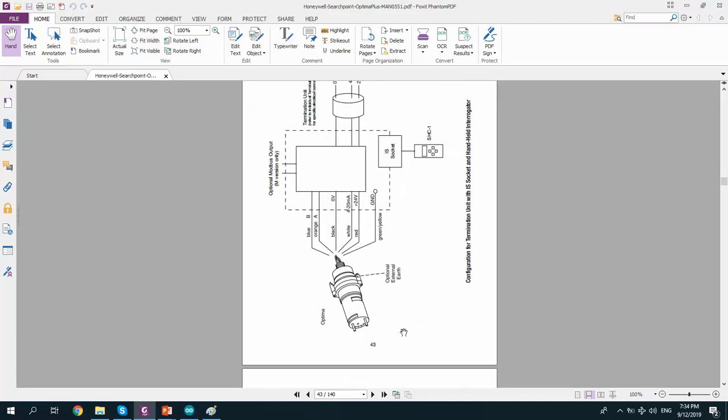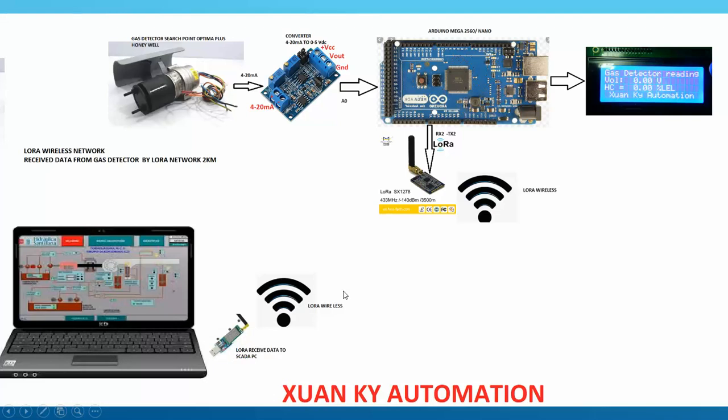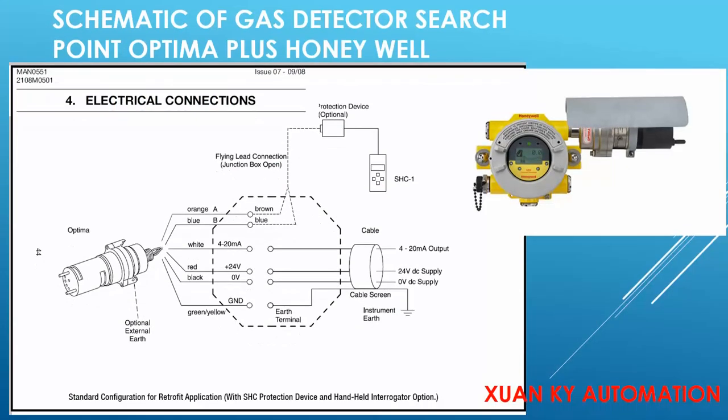Okay, we can see the specification in the presentation. Here is a Honeywell. In this presentation, we will show you using Honeywell Optima Plus communicating with LoRa modules, Arduino, LoRa, and the LoRa communication electrical connection. The same as I said, we care about three cables like this: black, red, and white.